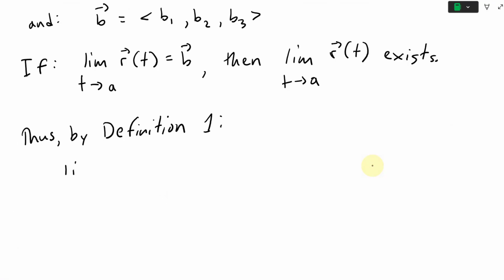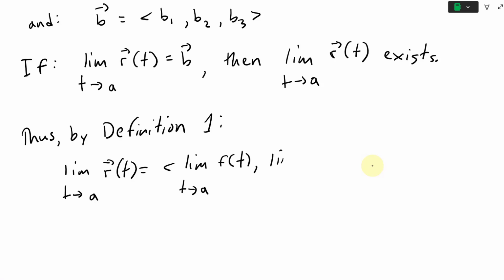So the limit as t approaches a of R of t equals the limit as t approaches a of f of t, the limit as t approaches a of g of t, and the limit as t approaches a of h of t, like that.